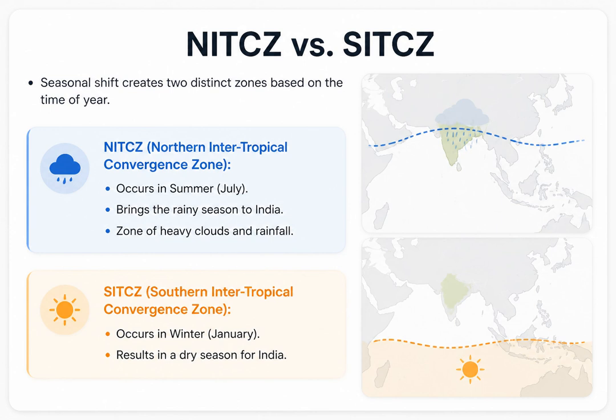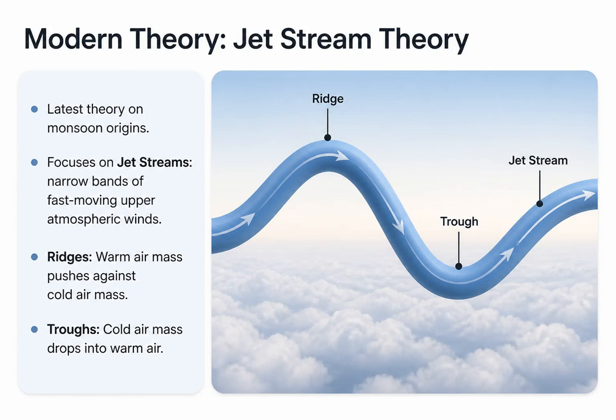Conversely, in January, it swings south of the equator, becoming the Southern Intertropical Convergence Zone, or SITCZ. When the convergence zone is down south, India experiences its dry winter season. While the air mass theory explains the surface winds, the latest and most comprehensive explanation is the jet stream theory. To truly understand the monsoon, we have to look high up into the atmosphere.